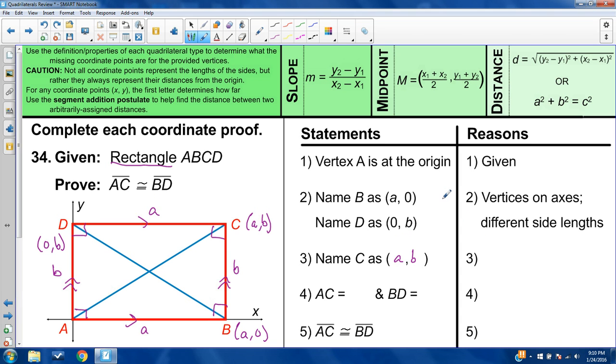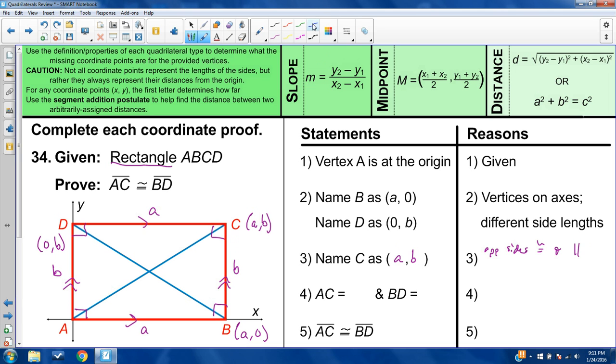Reason: opposite sides are congruent and parallel for the rectangle. Opposite sides are congruent and parallel, or right angles, or something like that. I'm trying to come up with the best way to say that. Again, I'm not sure if you had to list reasons, but getting to this point was important.